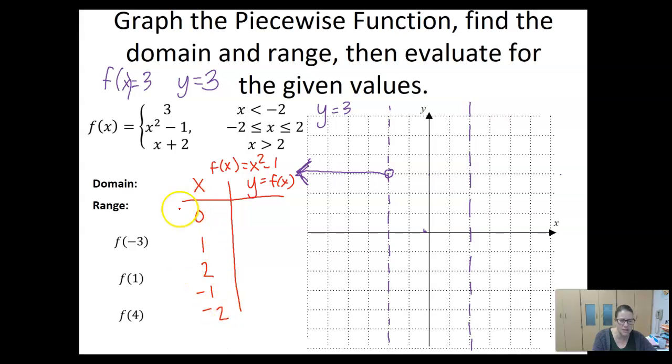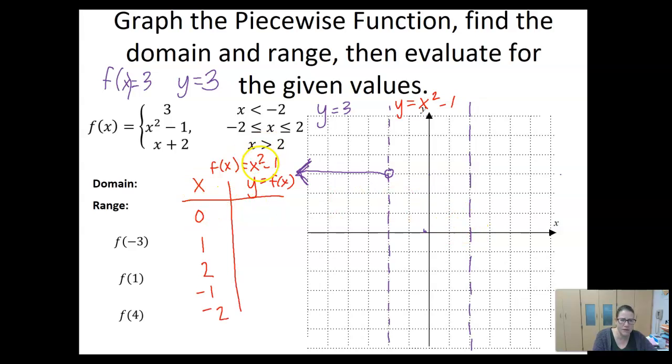I just chose these x values. You can choose whichever ones you want. The thing is that I kind of want them to be between -2 and 2, because that's the part where it says I'm going to be having this function x squared minus 1. So up here we'll write y equals x squared minus 1. That's what we're graphing between these two lines. So I chose values that are between -2 and 2.